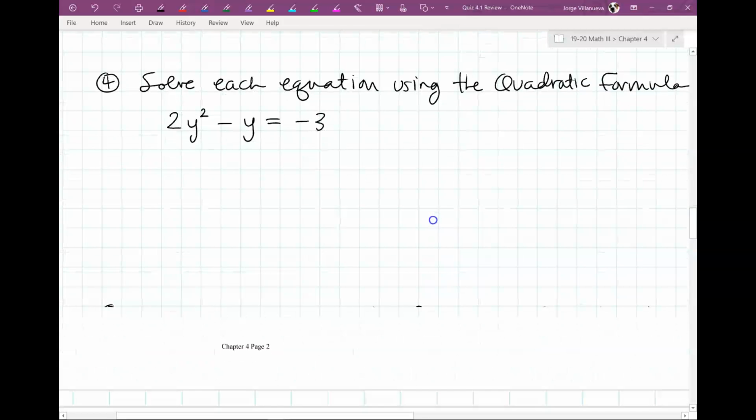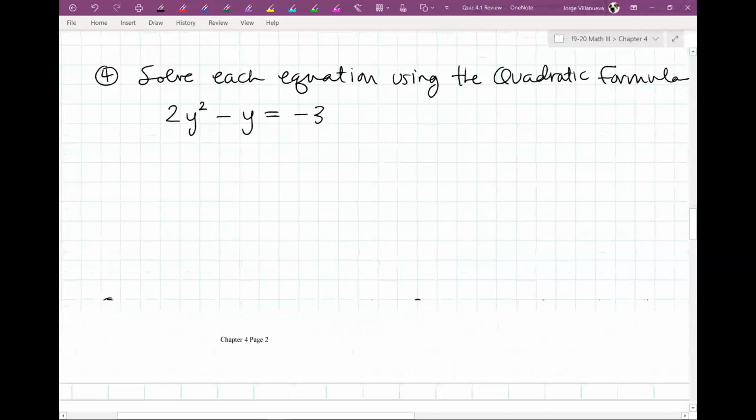Now, this says solve each equation using the quadratic formula. You're going to have one of these on your test. This might actually be the hardest one, to be honest with you. Maybe I'm wrong, but I think this might be the hardest one, whenever you have to solve using the quadratic formula.